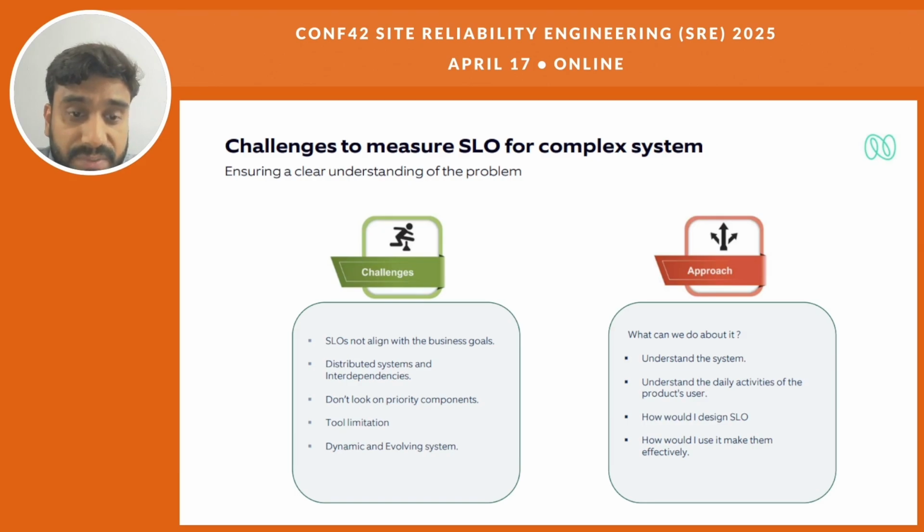Then, of course, distributed systems and interdependencies. If we have a distributed system with multiple microservices and APIs, and one microservice is dependent on another service, and they have other interdependencies, it is really difficult to pinpoint where the SLO is violated. This is also one of the challenges we face in this kind of environment. And we don't look at the priority components. According to the system, we need to define what exactly the user is doing, so we look at their user journey and set the priorities of the system accordingly, and then we can define the SLOs as well.